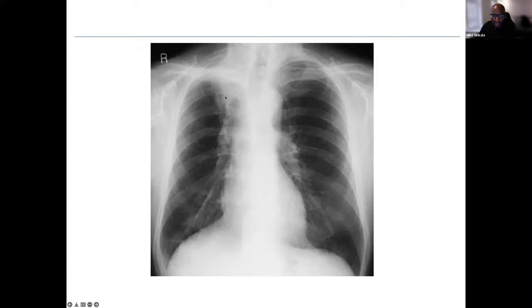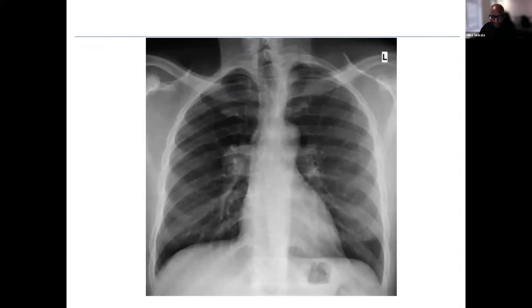So masses, lung collapse, cancers and things like that, they tend to pull things towards themselves. So the anatomical abnormality of the hilum here is that it has pulled the right hilum towards it. And then look at the opacification here in the right apical area, denoting that we do have an abnormality in that region.